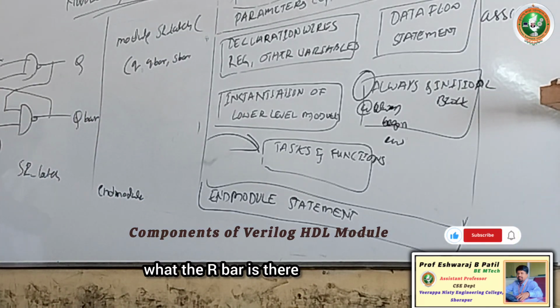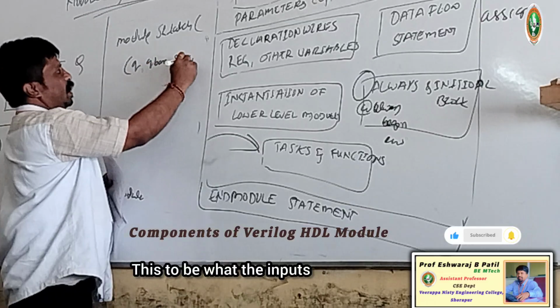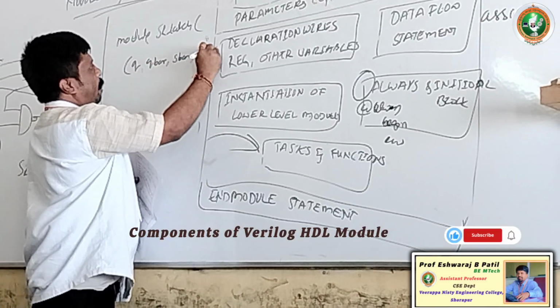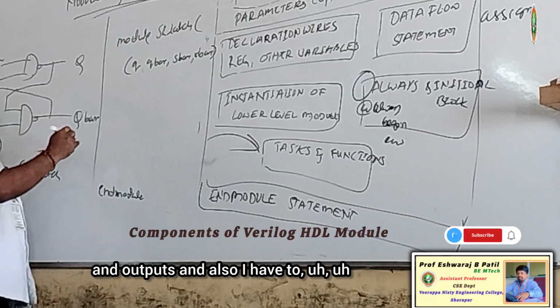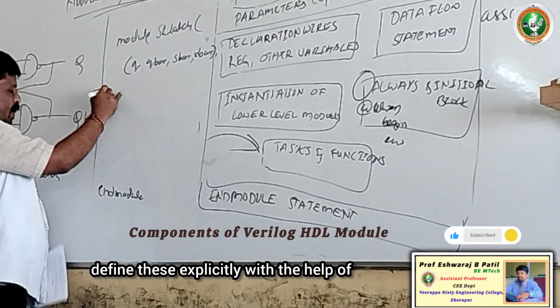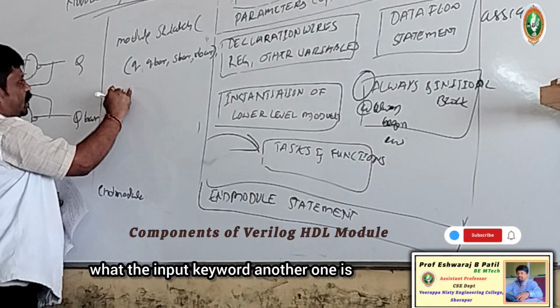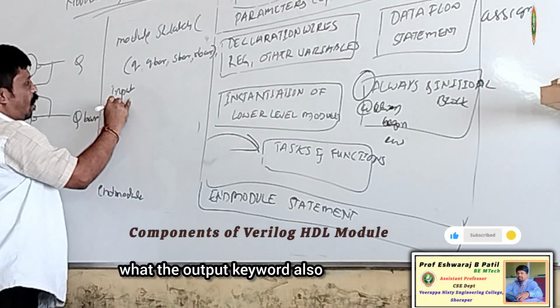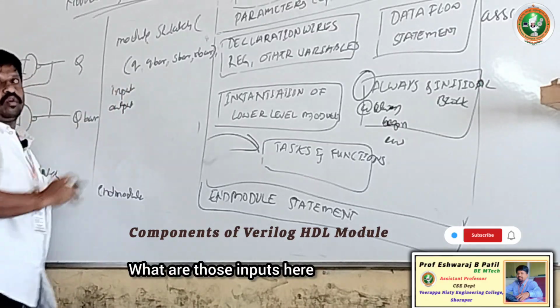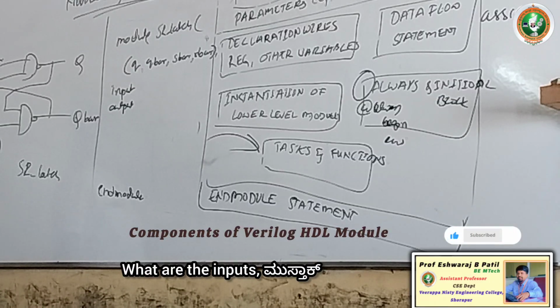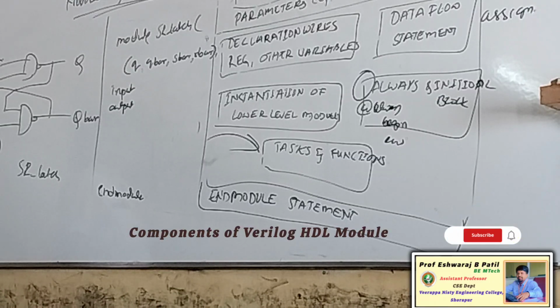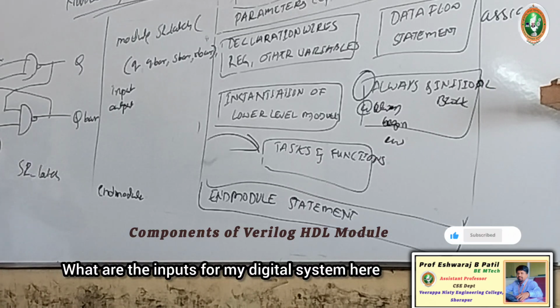Another one is the R bar. These are the inputs and outputs, and I have to define them explicitly with the help of the input keyword. Another one is the output keyword also. What are the inputs for my digital system here?